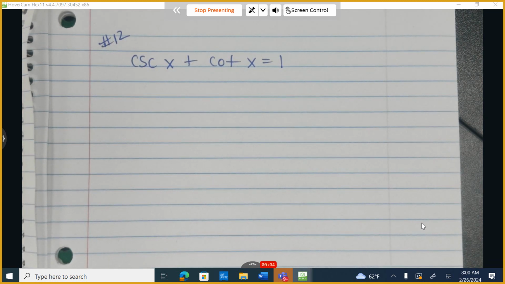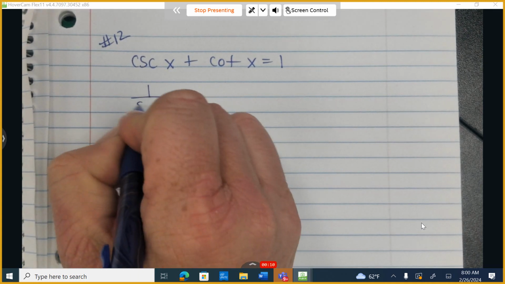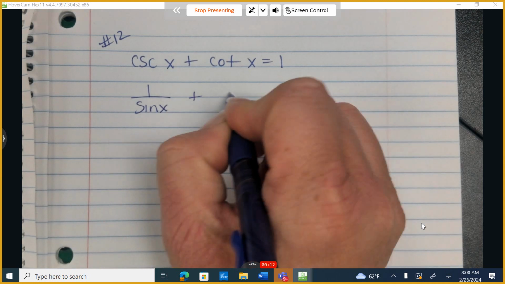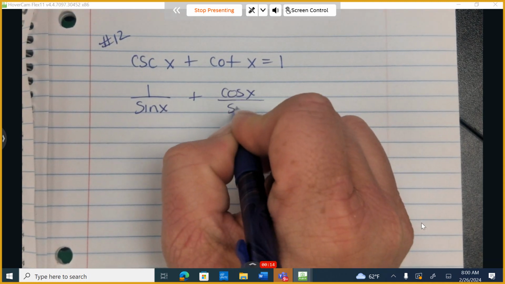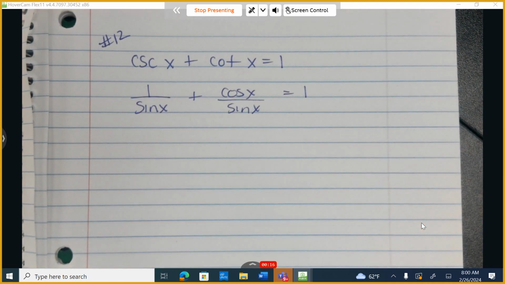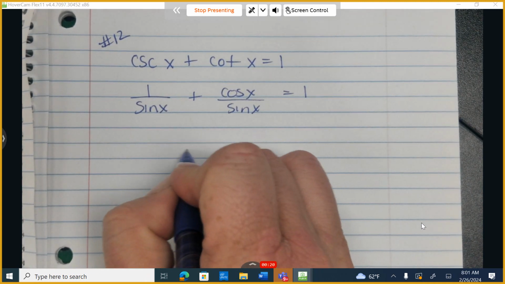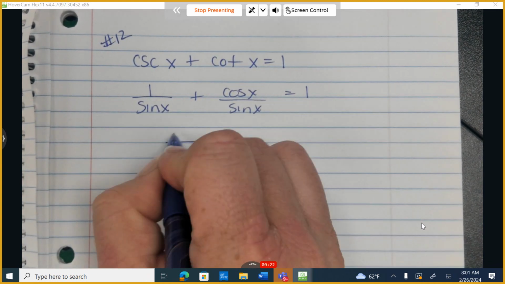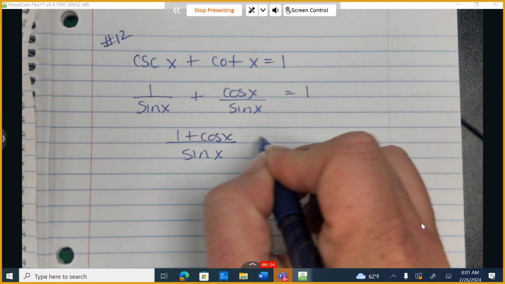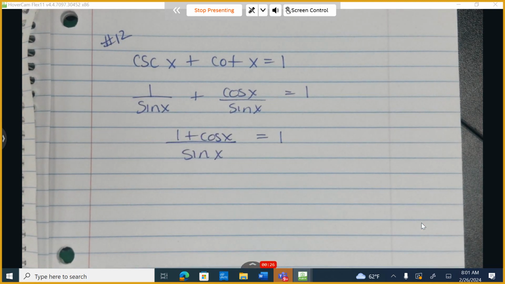So we are going to solve this trigonometric equation. I'm going to first start by rewriting this as 1 over the sine of x plus the cosine of x over the sine of x. And then I'm going to combine the two since I do have a common denominator of sine of x as 1 plus the cosine of x equals 1.